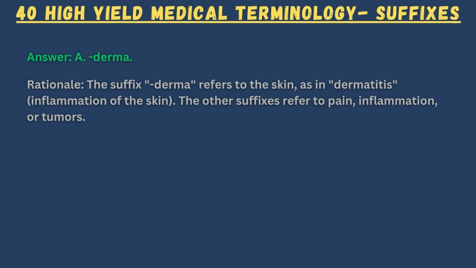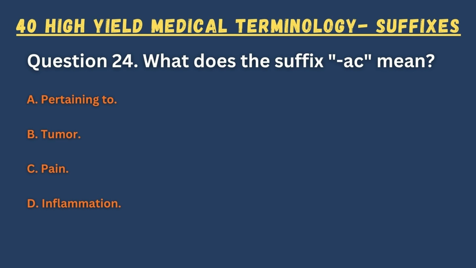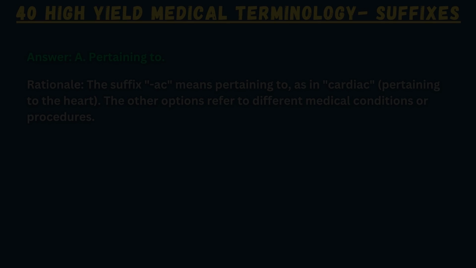Derma. Rationale: the suffix derma refers to the skin, as in dermatitis, inflammation of the skin. The other suffixes refer to pain, inflammation, or tumors. Question 24. What does the suffix AC mean? A. Pertaining to. B. Tumor. C. Pain. D. Inflammation. Answer: A.